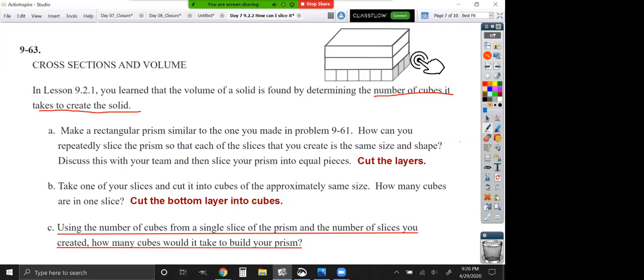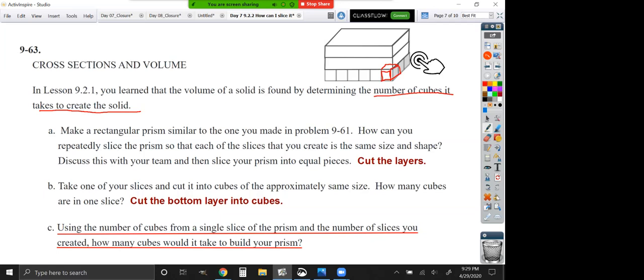Discuss this with your team and then slice your prism into equal pieces. So depending on how big you make the first slice, if you want to cut something up like into 6 equal parts, then you have to carefully cut it into 6 equal parts. But when you go the other direction, your parts have to be the exact same size because you want the pieces to be cubes, little tiny cubes. So that means you have to think carefully, how can I divide this side up and this side up and this side up so that each of these little corner pieces is the shape of a cube like that.